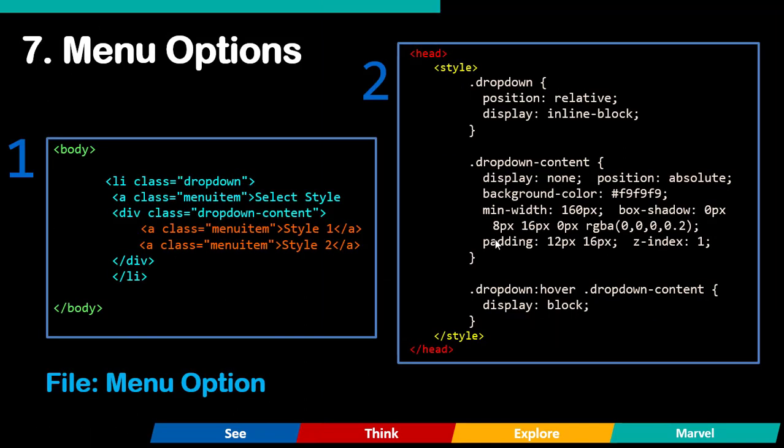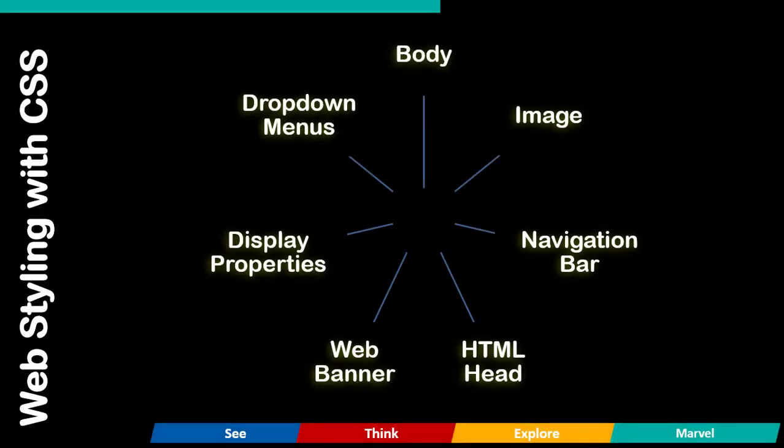And finally is the menu options. To achieve this, we can make use of the drop-down styling in CSS. In the menu option HTML file, you can see the differences between the first styling and also the second styling, the drop-down menu styling.